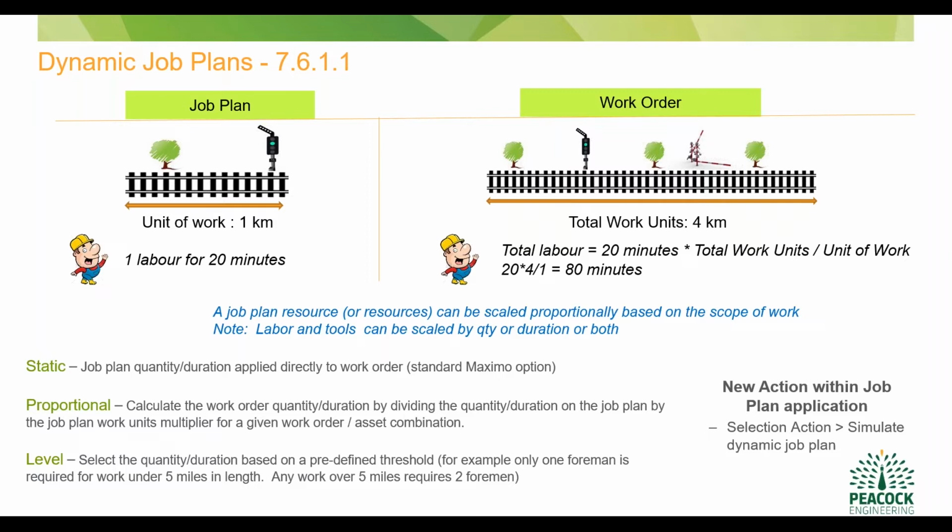Again, it's applied directly to the work orders. Proportional calculates the work order's quantity duration by dividing the quantity duration on the job plan by the job plan work unit multiplier. But a level one as well, the third option there, depends on the selected quantity based on the defined threshold. The example here is that only one foreman is required to work 5 miles of length, and any work order over 5 miles requires 2 foremen. It gives you some big flexibility in your planning phase of that work order data.